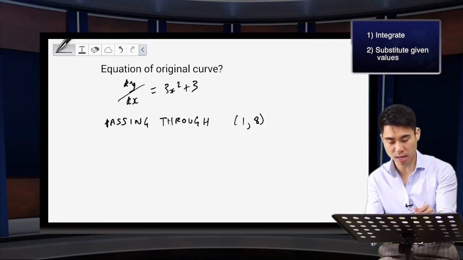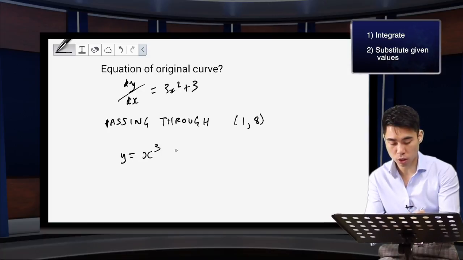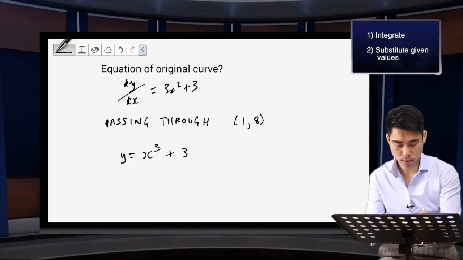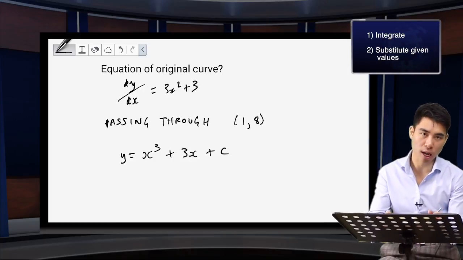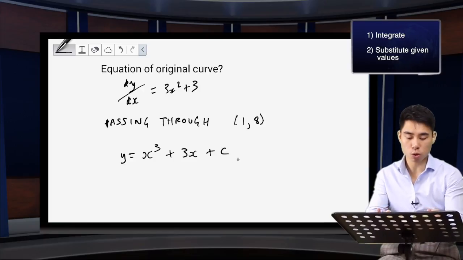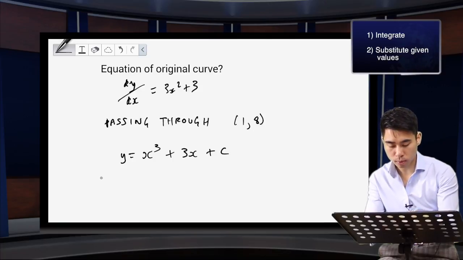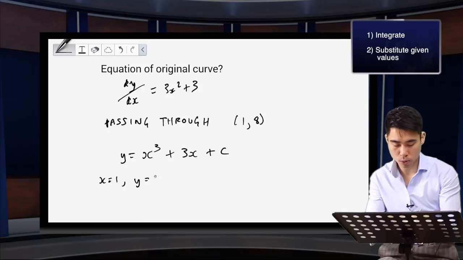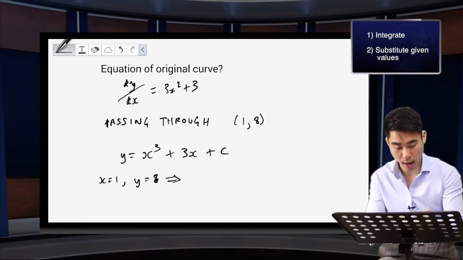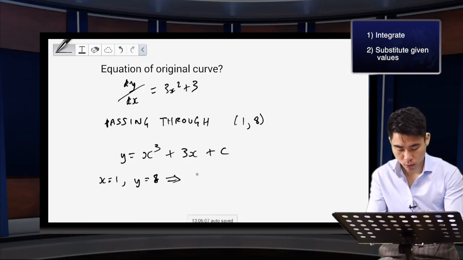So in terms of your steps, it's going to be exactly the same. You're going to start off by integrating this. And this first step, remember we looked at this previously, which is x cubed plus 3x. And this one is going to have a plus c in because we haven't incorporated this information in yet. But now once we've done this, we can substitute in our x and our y values. So when x equals 1, y equals 8, I'm just going to substitute my x and my y values into here, and then we can plug in our numbers and work out what we need to work out.